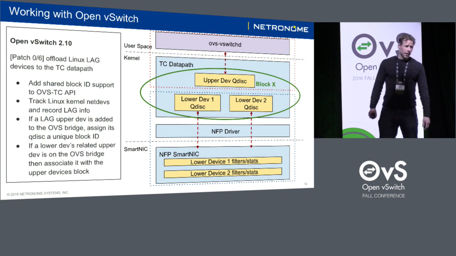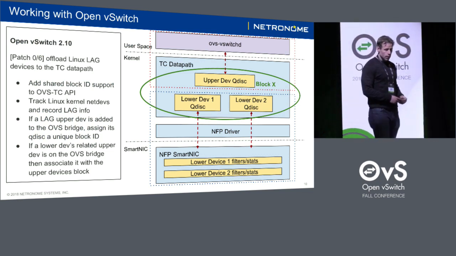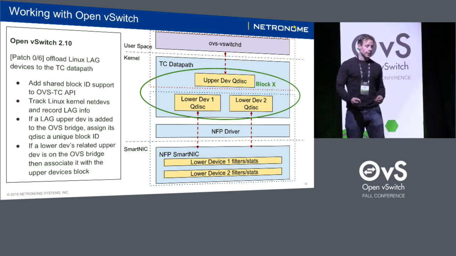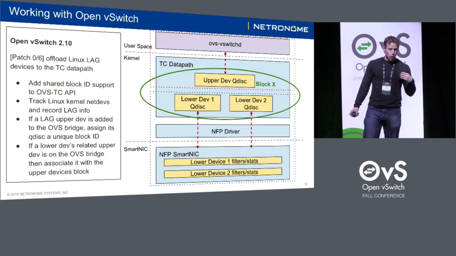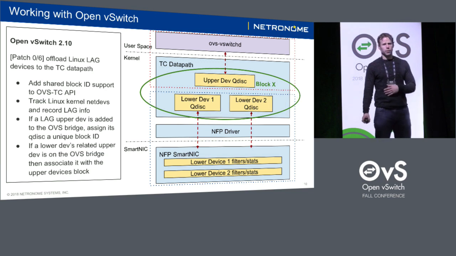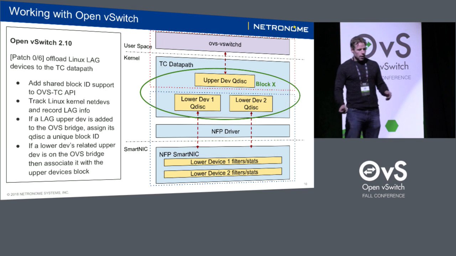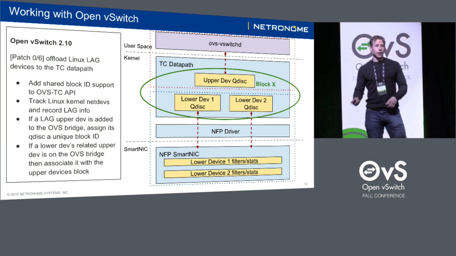So we released another patch set for Open vSwitch, which went into 2.10. And yeah, effectively this updated the OVS TC API in the user space daemon to allow it to understand the concept of shared blocks. We track the kernel netdevs through the netdev Linux file, and we record any information on lag devices, and we associate that with the netdevs here.